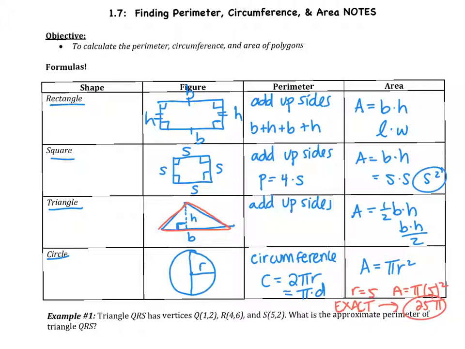On your classwork, anytime you see exact answer, what I'm telling you is just leave the pi attached. I don't want a decimal. So don't try to do 25 times pi in your calculator or longhand, just leave your answer in terms of pi. And the same thing is true of circumference.